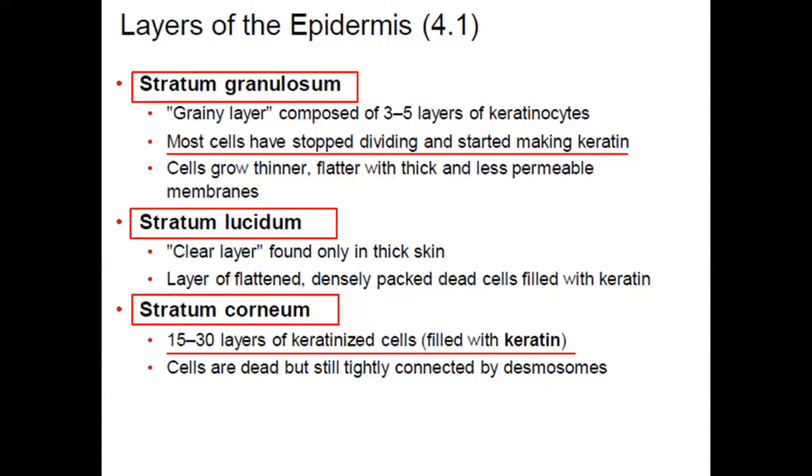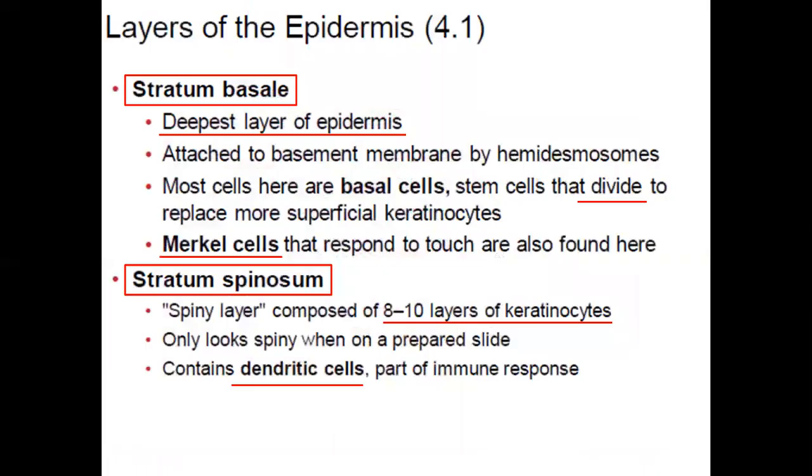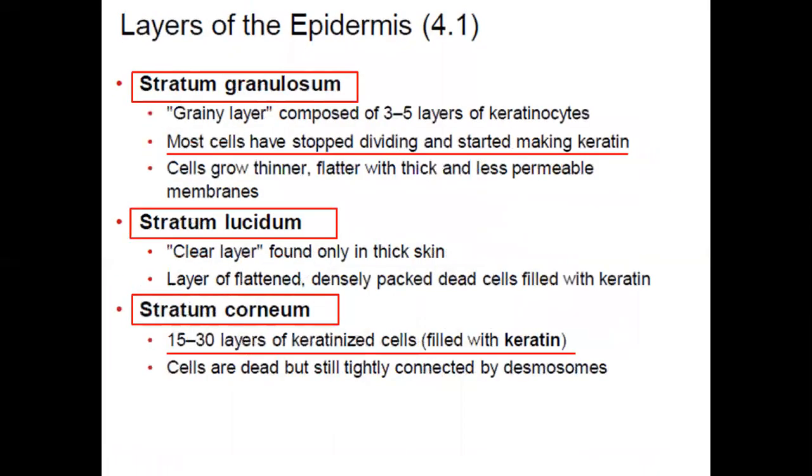The stratum lucidum is a clear layer. I'm going to flip back to that slide again. The stratum lucidum is really thin. You see this little almost white layer here? That's the stratum lucidum. Here's a little bit of stratum lucidum. It's really tough to see this layer on a microscope slide because it's so thin. But it's a clear layer of flattened, densely packed dead cells with keratin.